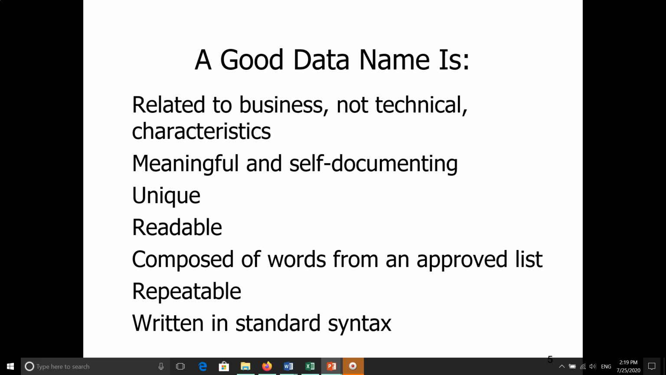It needs to be repeatable, which means there should be a pattern that you can follow, and also it should follow a standard syntax. For example, if the syntax is that you will capitalize the first character in the business name, like customer, like capitalize C, and if the syntax states that if there are two words, then you need to link them with an underscore. Say, for example, customer name, so you will say customer underscore name. In the future, when people create data names, they know there is a syntax to follow.